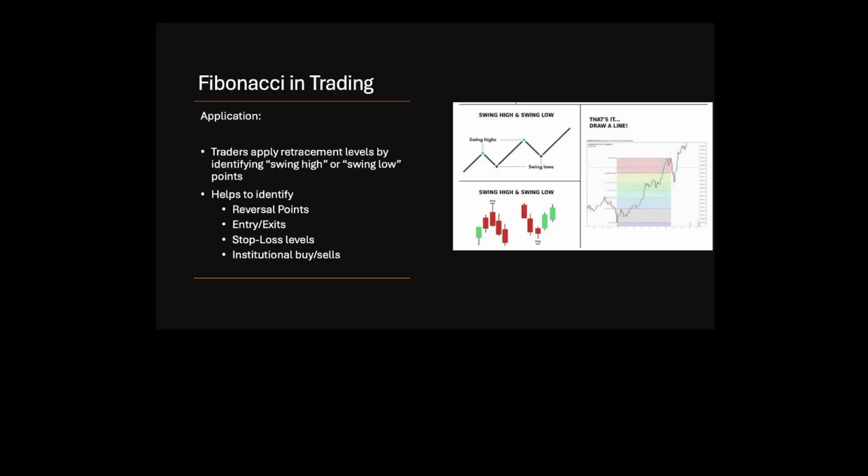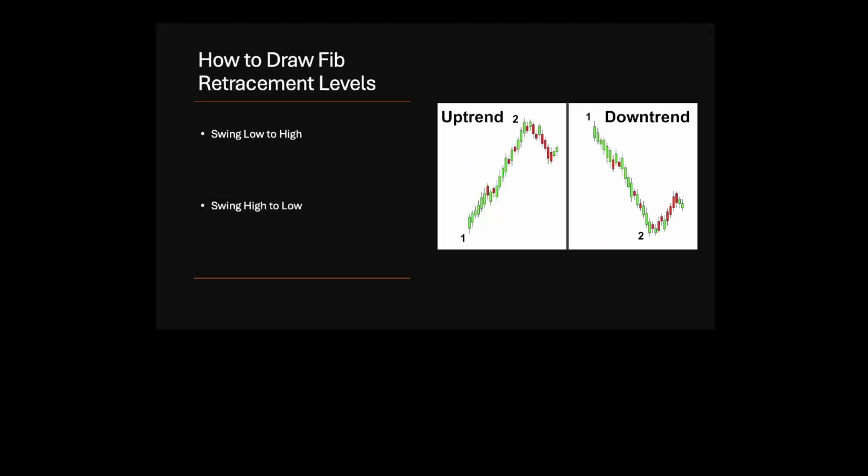I also use Fib expansions and extensions to identify Fib levels above or below ranges, and these help me get my targets for longer term swings. So this is pretty self-explanatory here. In this first picture, you'll see a swing low to a swing high. So what you would do is take a pivot from the bottom to the top of that range, and you would get a Fib sequence. On the right, you'll see the downtrend range, and what you do is you take the Fib from the top to the bottom, so a swing high to low, and you would get that range.